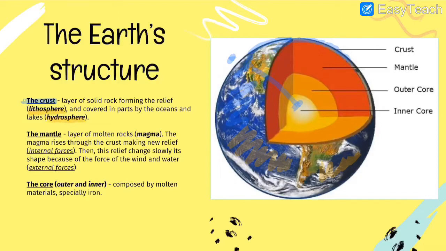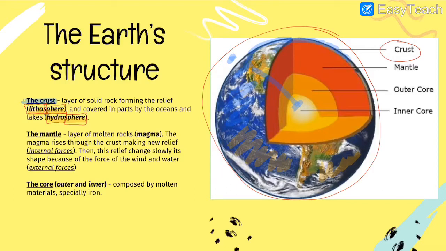In order to remember these difficult nouns, you can think about it. Lithos, in Greek, means rock. Lithos es piedra en griego. And sphere is this idea of the Earth. So, hydros in Greek is water, and the same thing. So, there are two main parts in the crust.